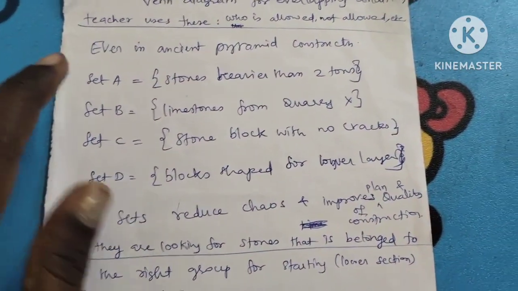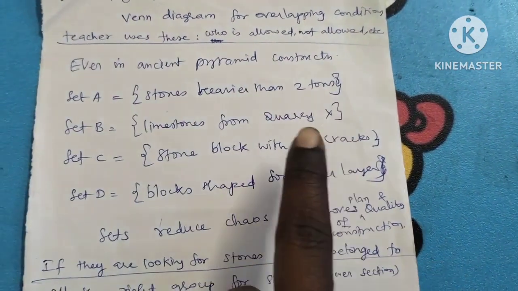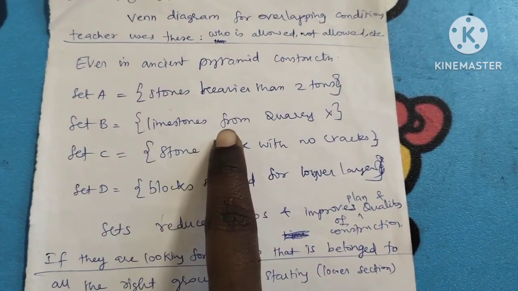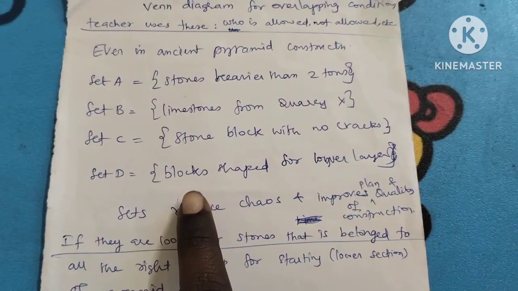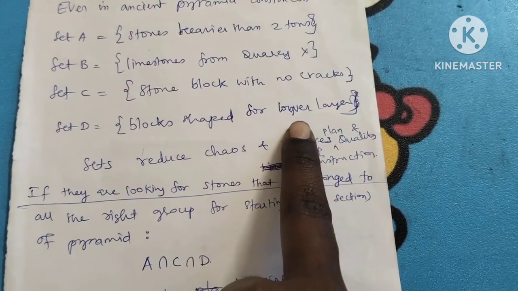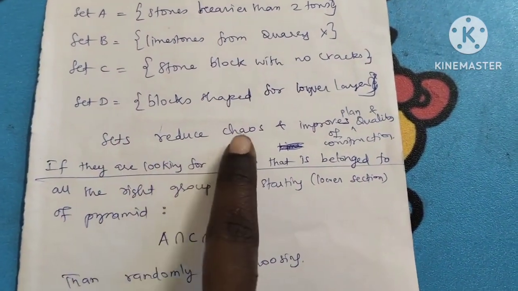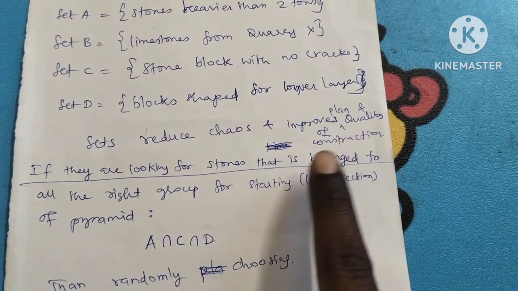For example, set A is stone heavier than 2 tons. Set B is limestones from quarry X. Set C is stone block with no cracks. Set D is blocks shaped for lower layers. So sets reduce the chaos and improve the planning and quality of construction.